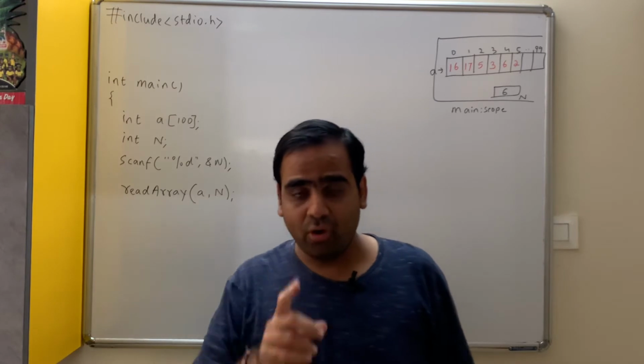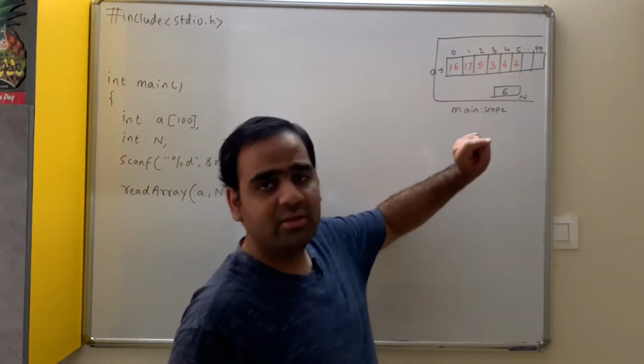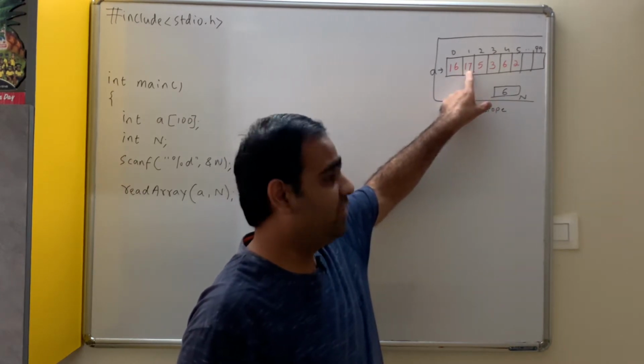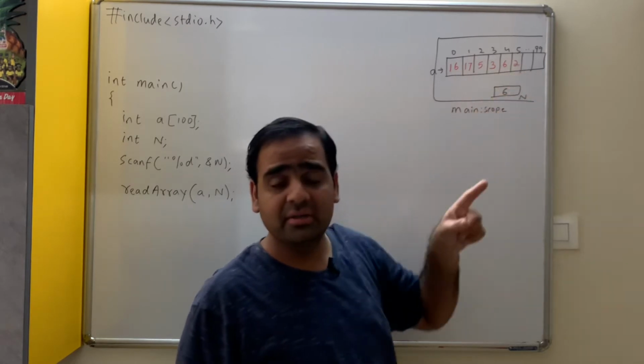And the next thing that we want to do is find the leaders. Now tell me, how many leaders are there in this array? 17 is a leader, that is the first leader, 6 is a leader, that is the second leader, and 2 is a leader, that is the third leader.